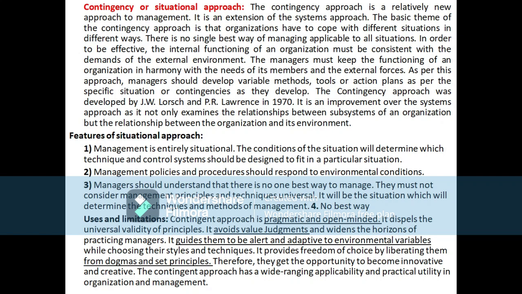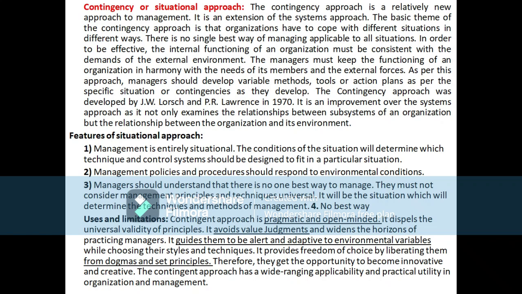The basic idea of the contingency approach is that there cannot be a particular management action which will be suitable for all situations. For example, if there is a problem, we cannot apply the same principles, theories or models every time. It depends upon the situation. Depending upon the situation you have to use the approaches. For all situations the same theory, the same principle cannot be executed.